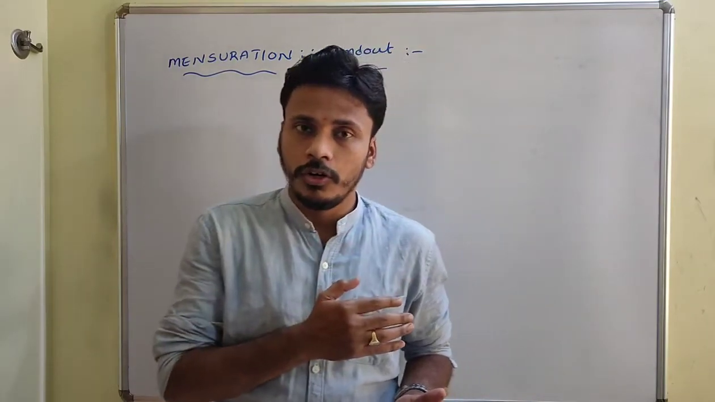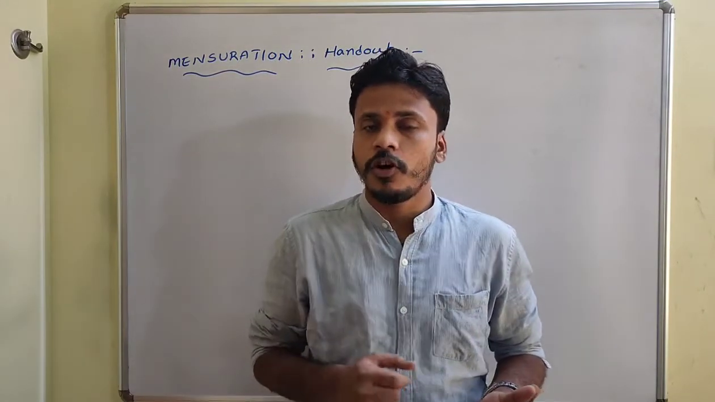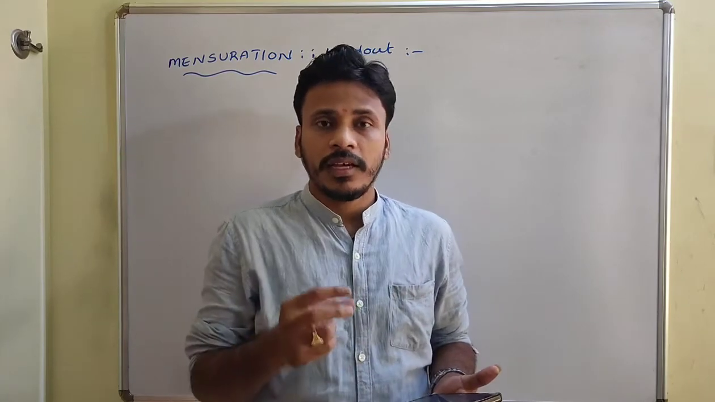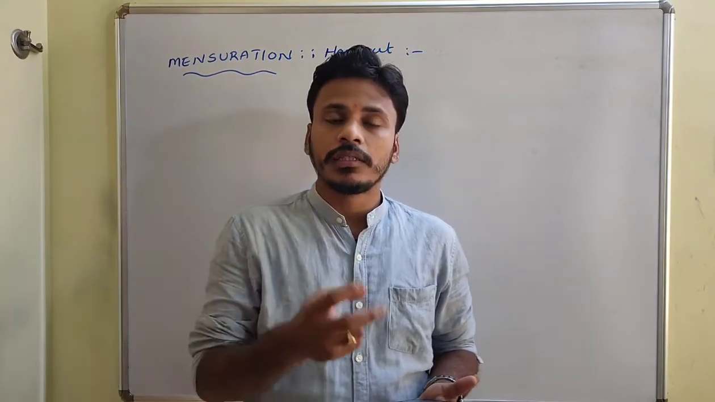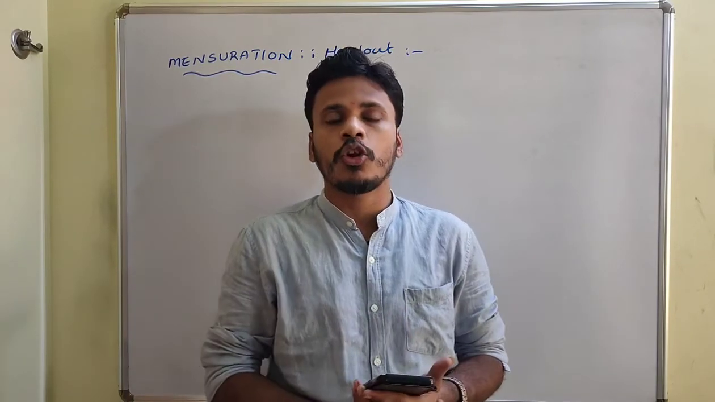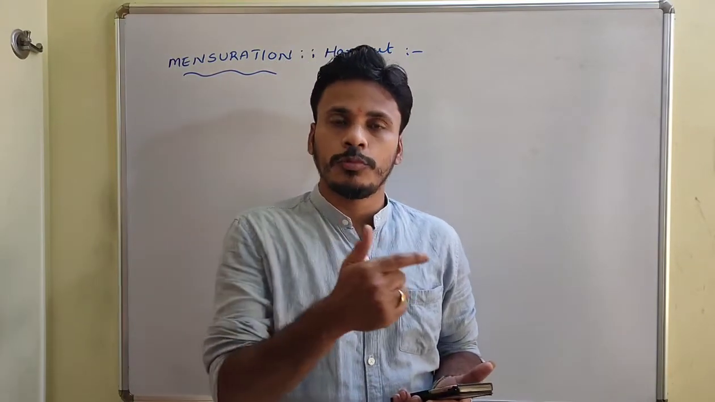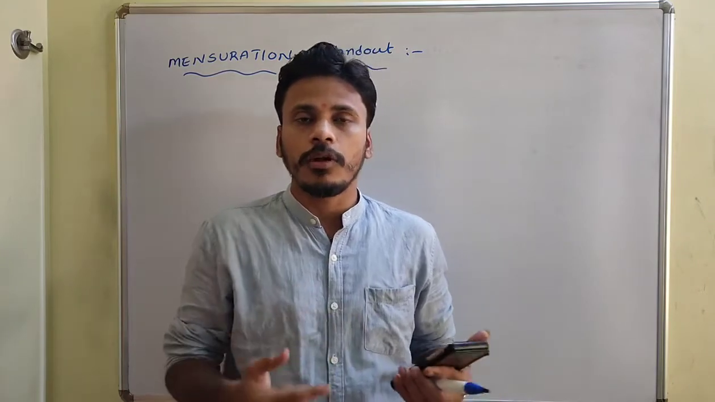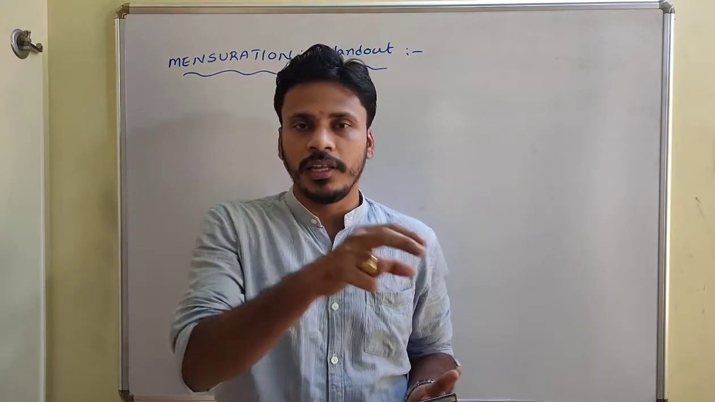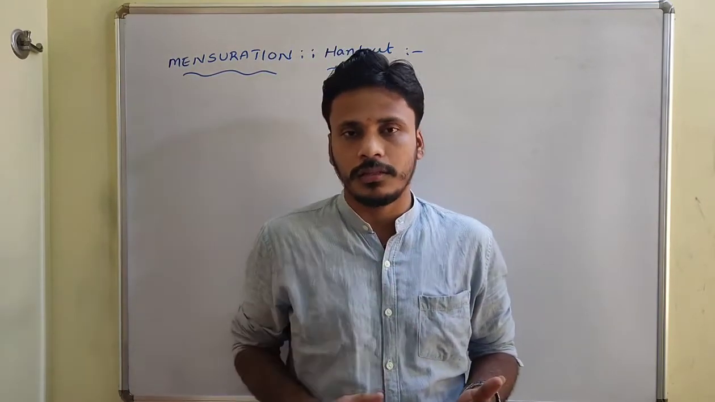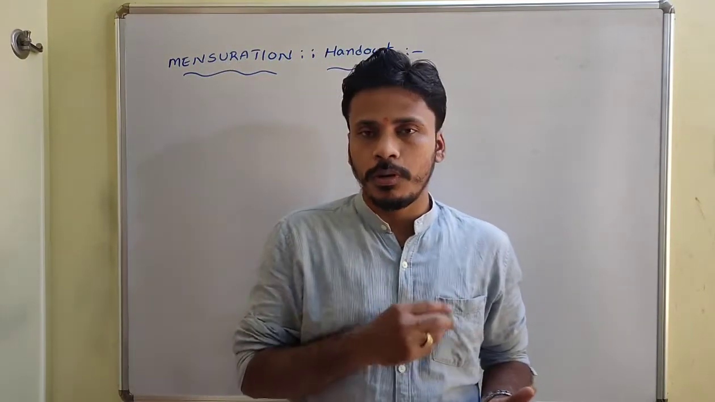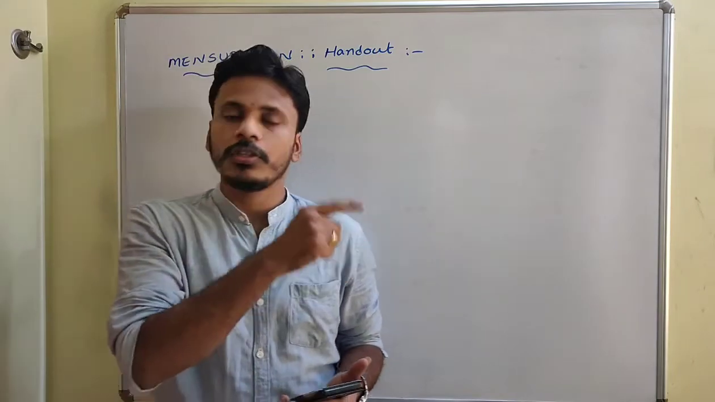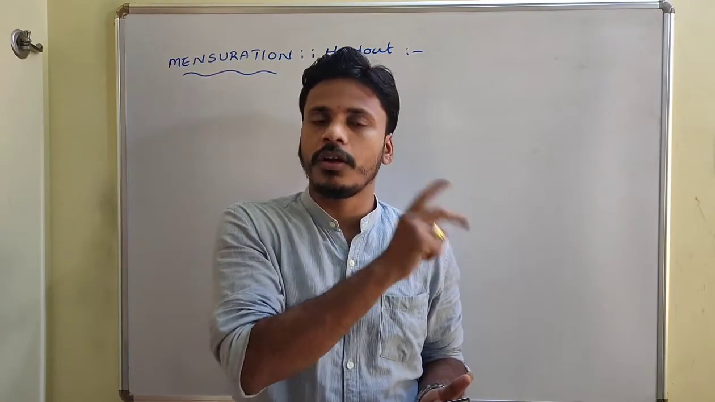In previous classes we discussed different mensuration formulas. In the first video, mensuration formulas related to triangles; in the second, quadrilaterals; and in the third, circles. If you watch those three videos, you will learn the formulas of mensuration related to triangles, quadrilaterals and circles. Now in this class let's discuss the problems in the mensuration handout using those triangle, circle and quadrilateral formulas.